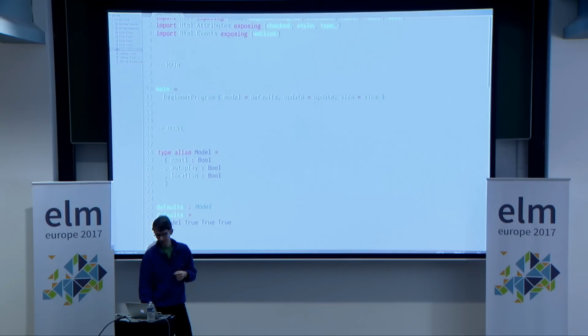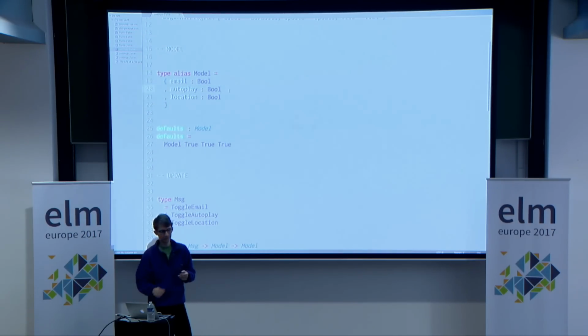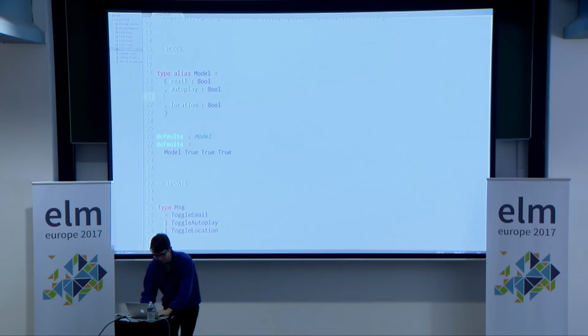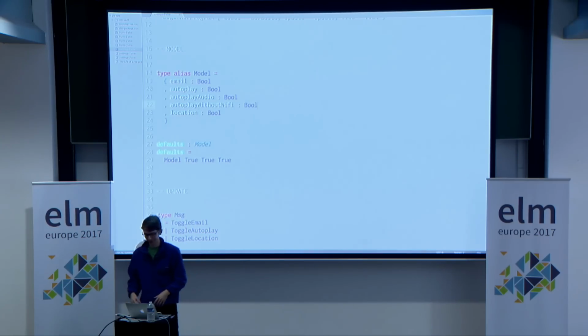So when we go back, the thing to look at is our model again. So one way to deal with this is, well, OK, we have two new things. So we have autoplay audio and autoplay Wi-Fi. I'm going to call it without Wi-Fi. I don't know, because it helps me understand what the bool would be. And then we can go mess with our view.